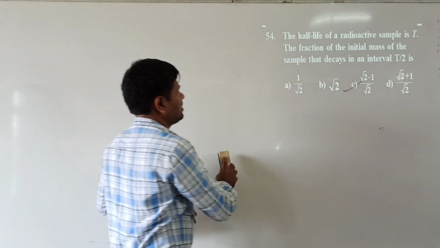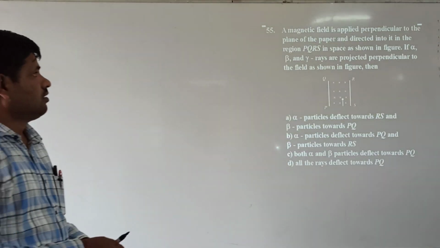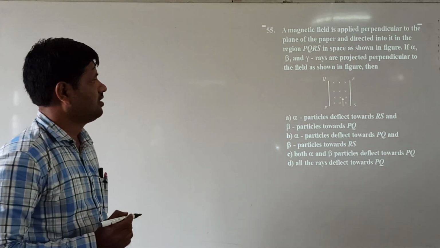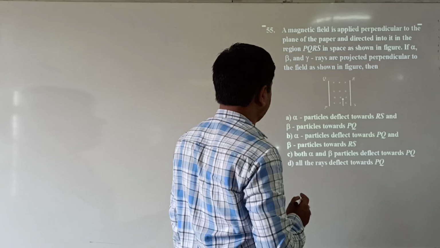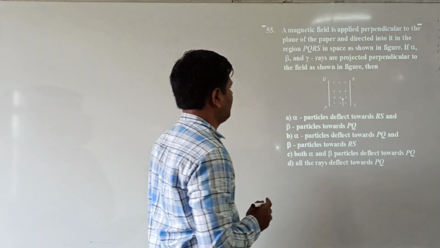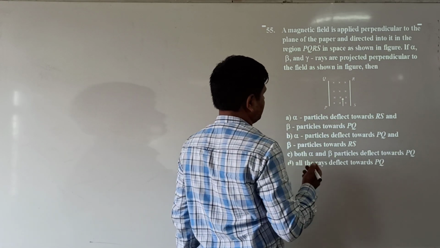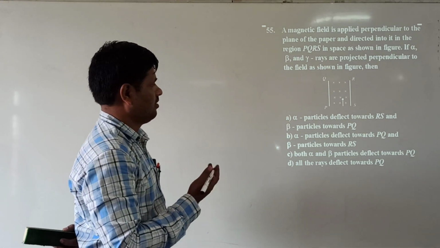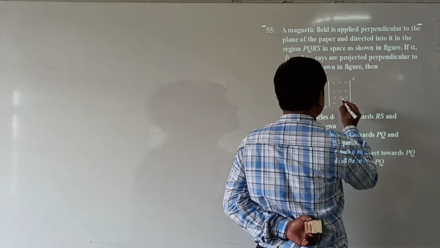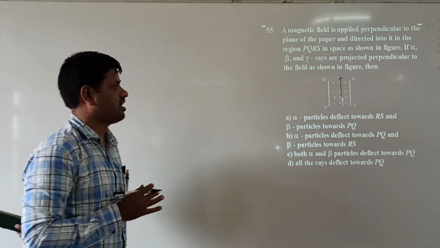Next we see question number 55. A magnetic field is applied perpendicular to the plane of the paper and directed into the region PQRS in space, as shown in the figure. If alpha, beta and gamma rays are projected perpendicular to the field as shown in the figure, what are their directions? The gamma ray is undeviated because it has no charge.